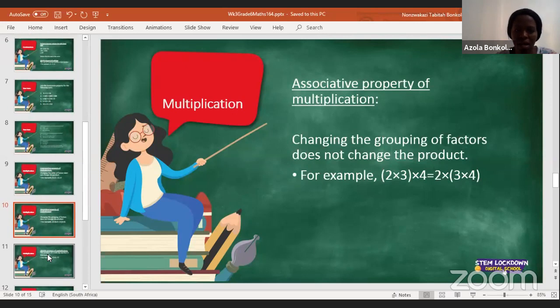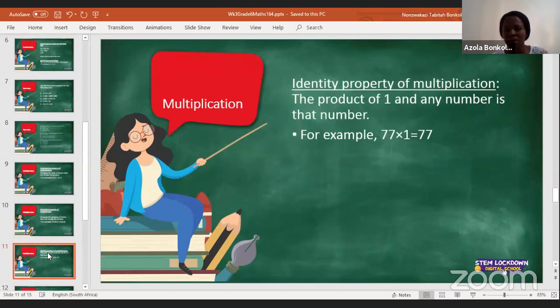Okay. And also with the identity property of multiplication, now there's a slight change. Identity property of multiplication: any number that is multiplied by 1 remains that number. Remember with addition, we said any number that is added to 0 remains the number. However, with multiplication, it is a different case. For an example here, we have 77 multiplied by 1 is equal to 77.